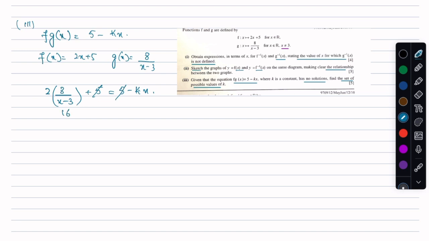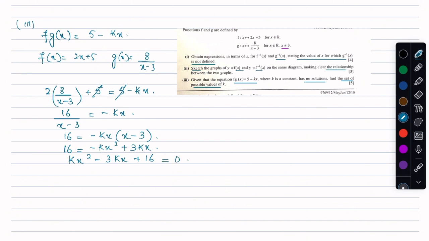So here I should say it's 16 divided by x minus 3, which is equal to negative kx. Or I can say that it is 16, which is equal to minus kx into x minus 3. Solving it further, it's 16, which is equal to minus kx squared plus 3kx. Taking minus kx squared plus 3kx to the left, it becomes kx squared minus 3kx plus 16, which shall be equal to 0.